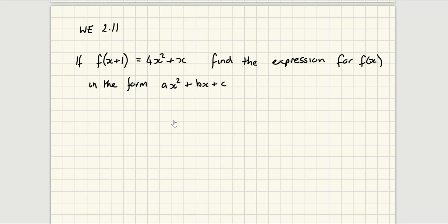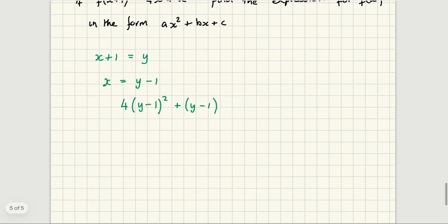So the way we can look at this is to say, well, if I put x plus 1 into the initial function, that becomes the y value. And then this y goes in, but we're going to do a rearrangement and say, well, x is equal to y minus 1. And then I'm just going to do 4 times y minus 1 squared plus y minus 1. And then obviously you just expand that.